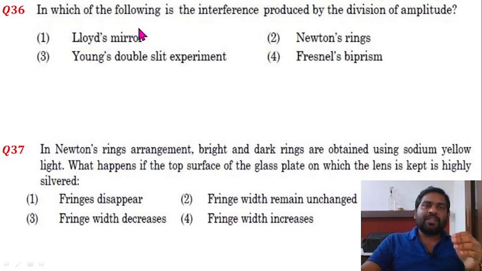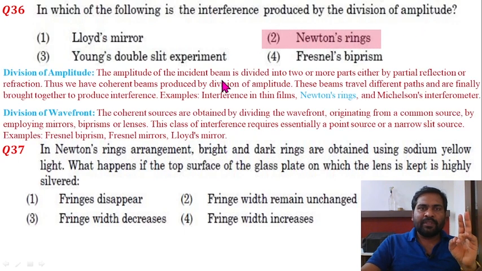Question 36. In which of the following is the interference produced by division of amplitude? So there are two ways to produce the interference.